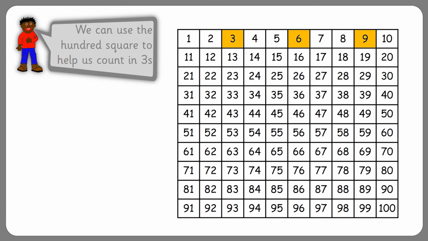Okay then, let's carry on with this 100 square. So we've got to 9, miss out 10, 11, then 12, miss out 13, 14, then 15, and so on, up to 30. So far we've counted in threes up to 30, and we can start to see a pattern emerging, a diagonal pattern. Now, if we were to carry on, the pattern would look just like this.